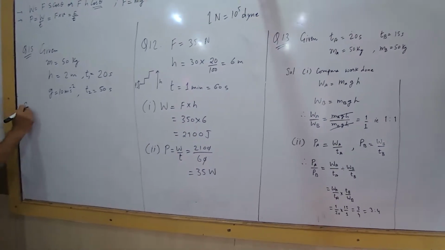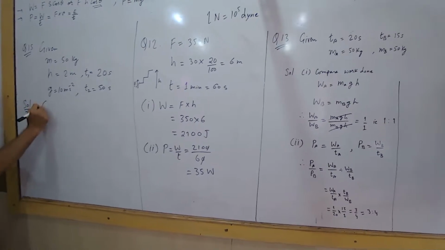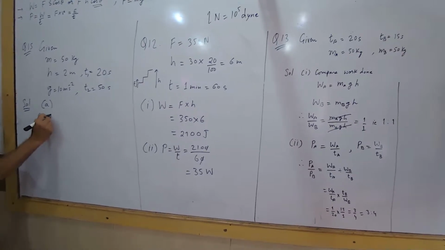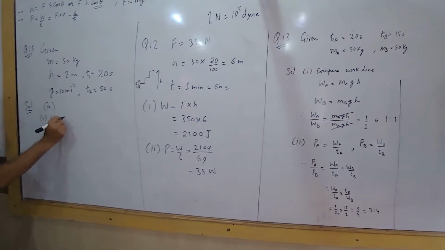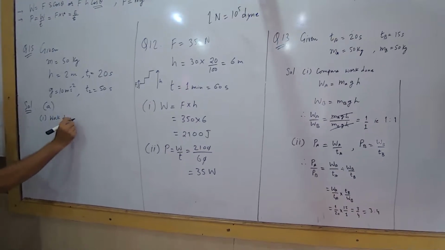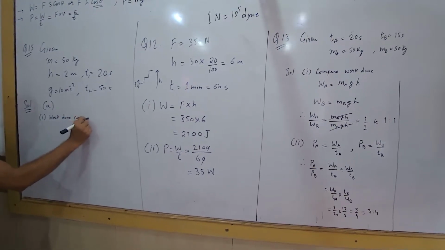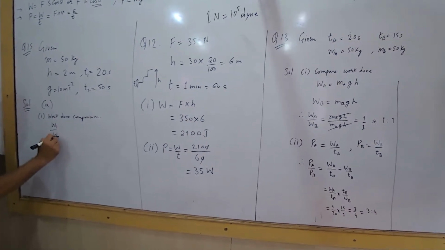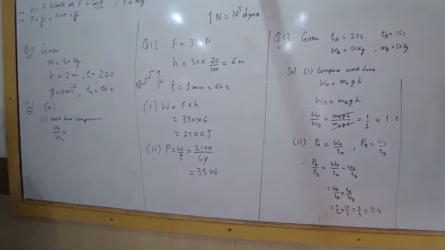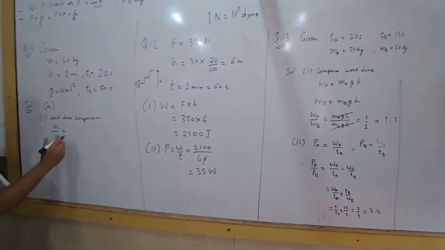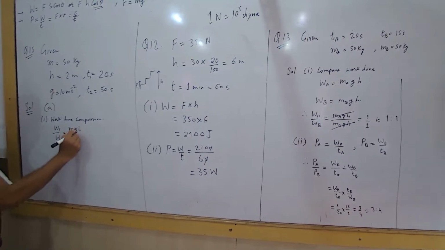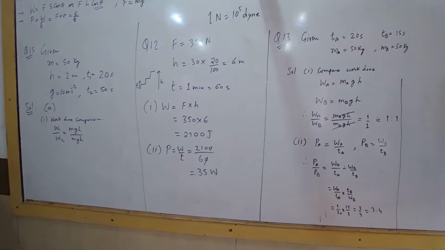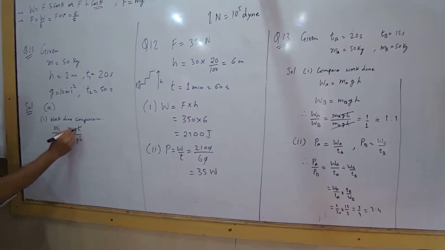So, solution. In this there are two parts: work done comparison. What is work done? W1 by W2. What is W1? It is mgh divided by mgh. Both are doing the same work. So it is 1 by 1.